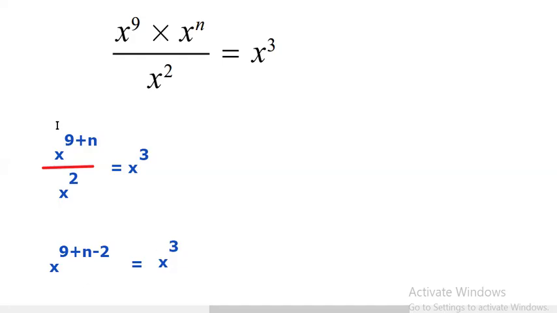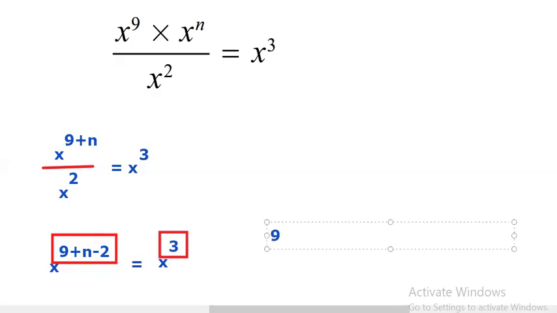Now, when we look at this equation, we notice that the base numbers are the same on both sides. This means both powers must be the same. This means that this power here, 9 plus n minus 2, equals 3. Now, I'm going to take the powers and write them as an equation. So 9 plus n minus 2 equals 3, like this. I'll put it on top here. Now, I'm going to simplify this.